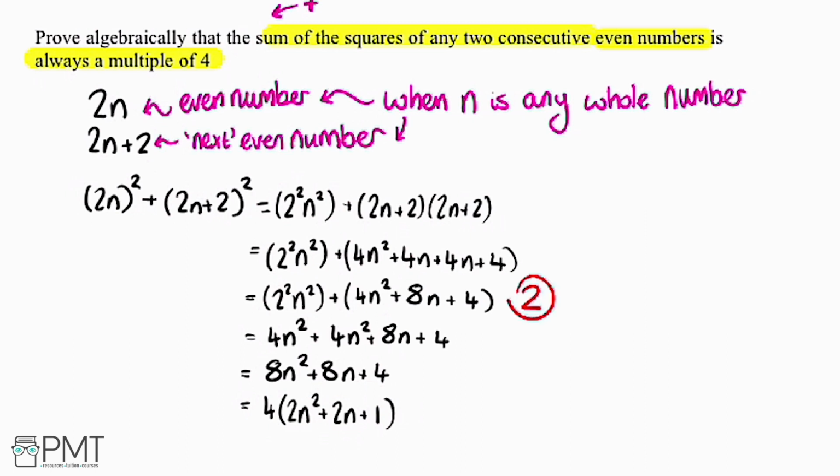So we get 2 marks during our working out up here, and 1 mark down here for factoring out the 4, which completes our proof.